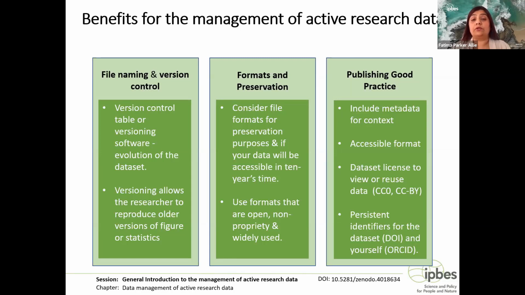Lastly, we also want to ensure that we are using persistent identifiers. Persistent identifiers enable our data to be more discoverable. So in the case of data or data sets, we want to ensure that we are using digital object identifiers. But then also, for yourselves, to include ORCIDs, which will ensure discoverability of your information.